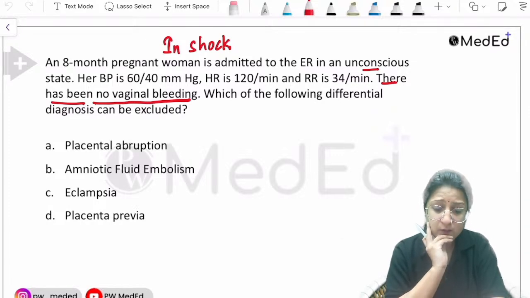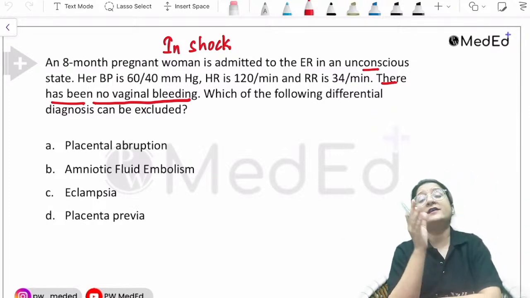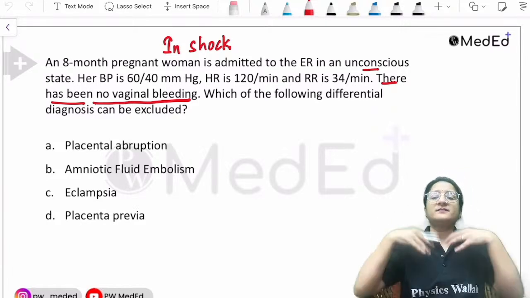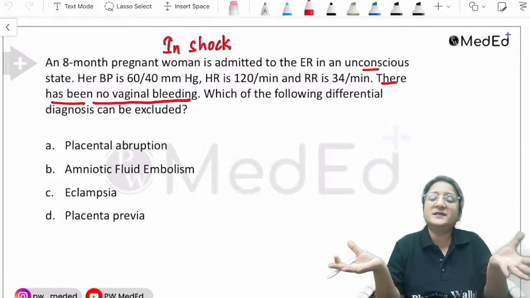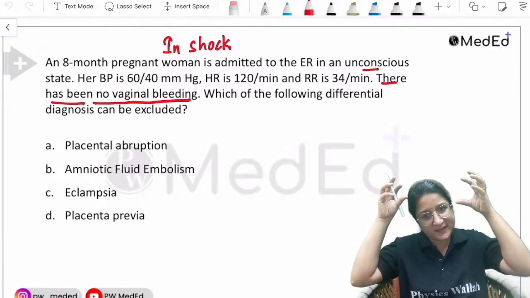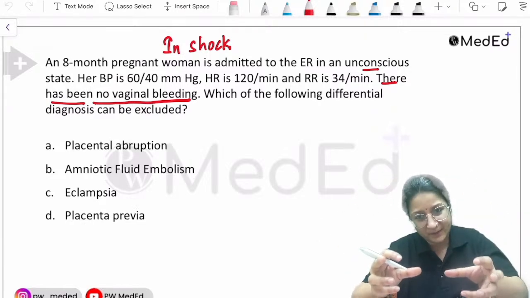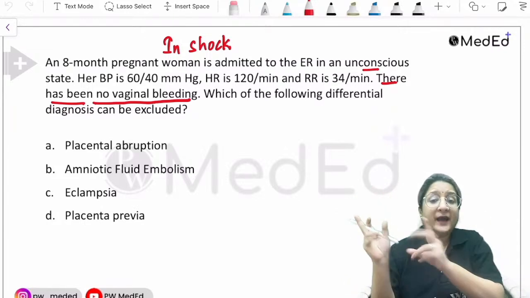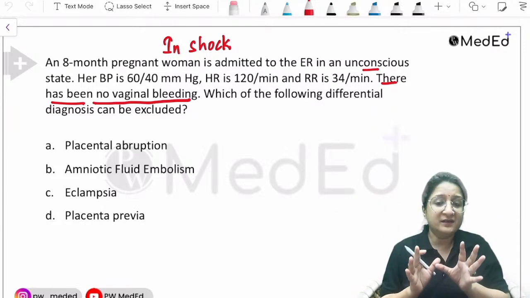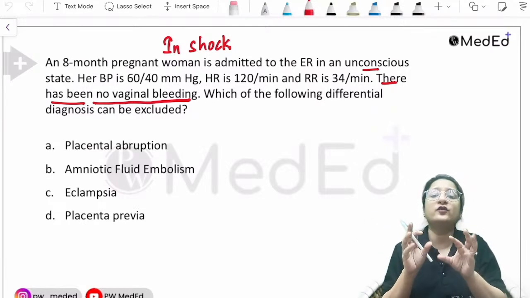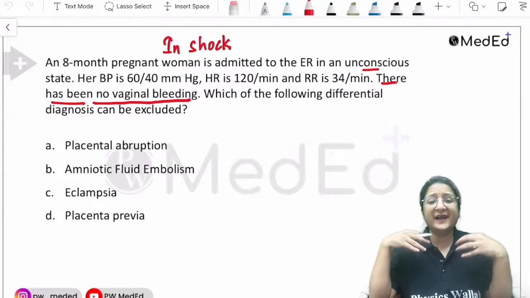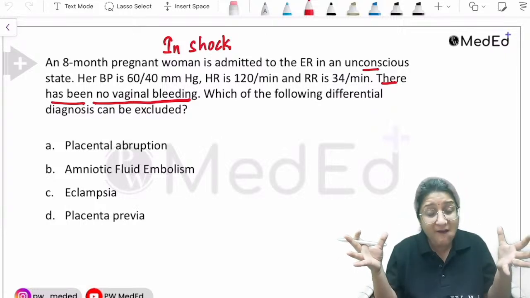But what about amniotic fluid embolism? Like amniotic fluid embolism is just embolism. It's a type of pulmonary embolism, okay, right? Because of amniotic fluid leaking into the maternal systemic circulation, and amniotic fluid and fetal tissues and fetal squames are getting entrapped in the lung circulation now.